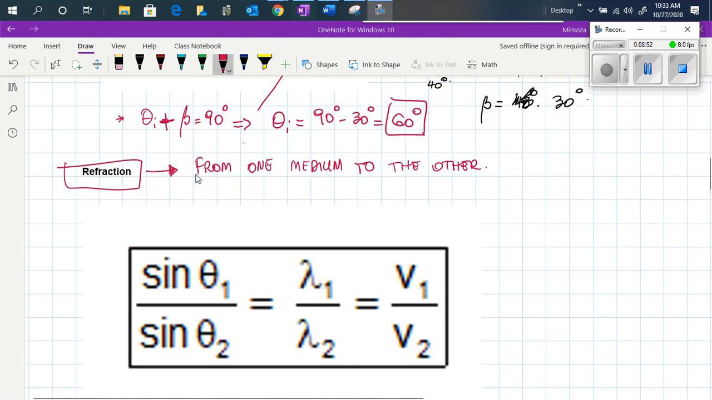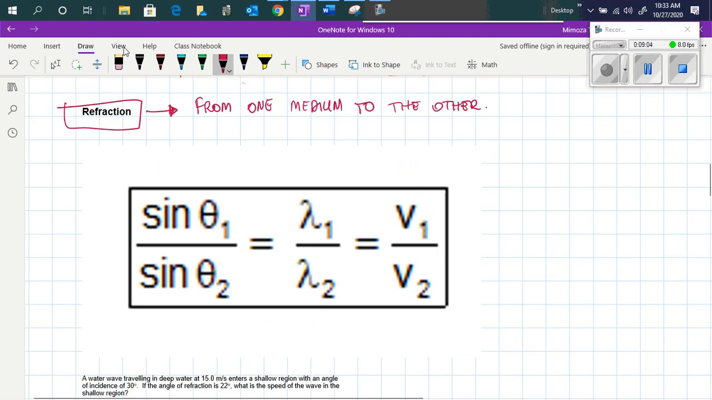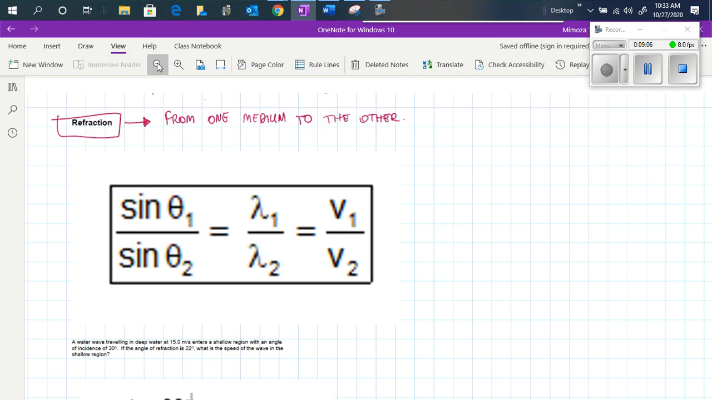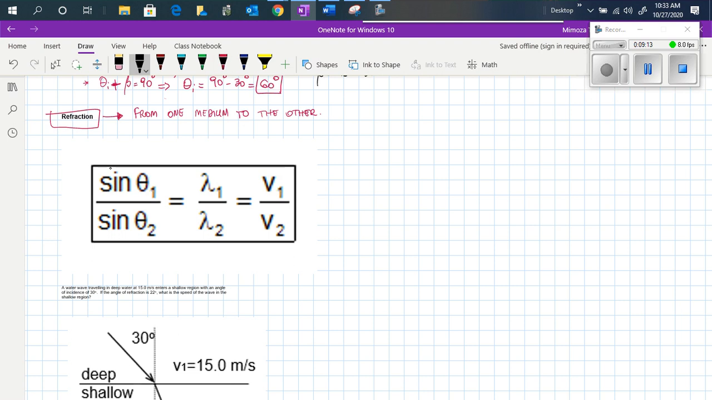So when it is moving from one medium to the other, what we see is the reflection. And now I will draw a picture of a refraction situation. So as it is moving from one medium to the other, you have here a surface, and then here you have medium 1, and here you have medium 2.